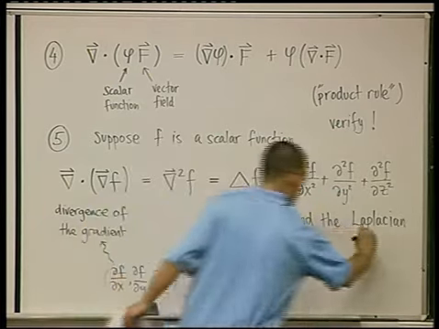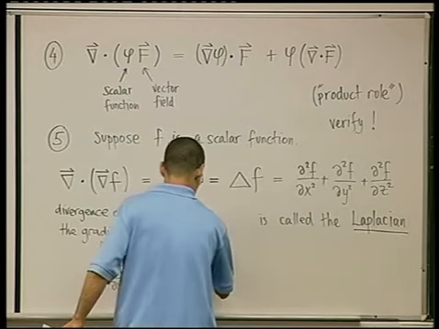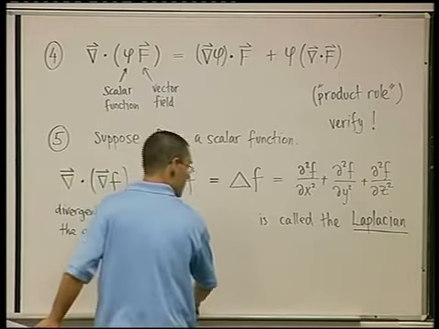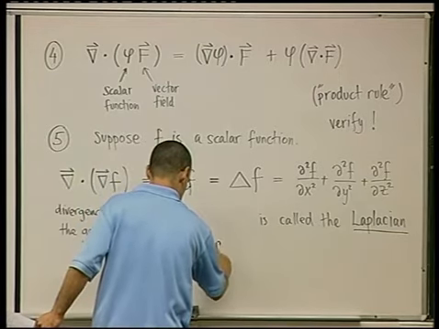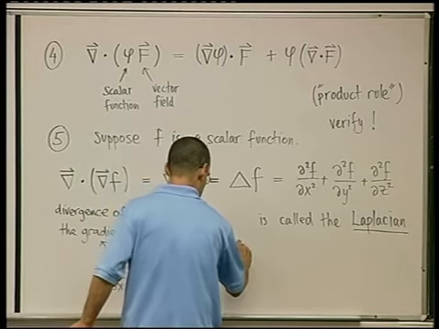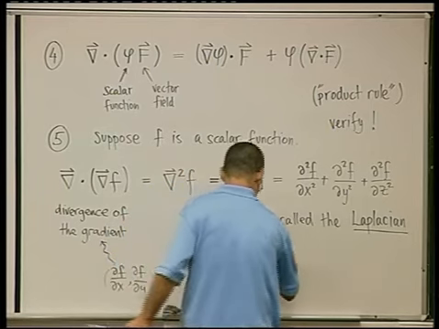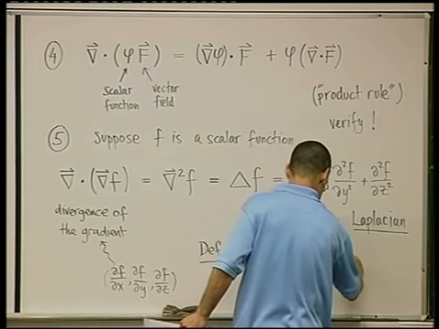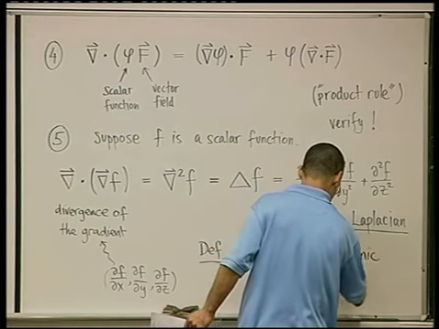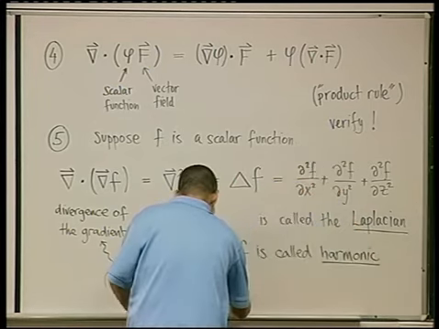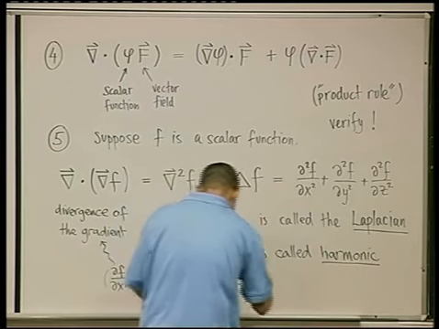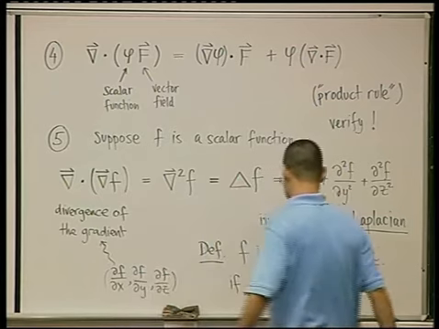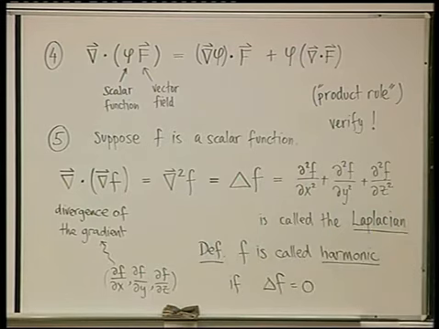And moreover, here's another definition. Let's move to another board. Okay, let's write the definition here, and then I'll give you something else to practice on. A function f is called harmonic, a harmonic function, if it has a zero Laplacian. This is the definition of a harmonic function.